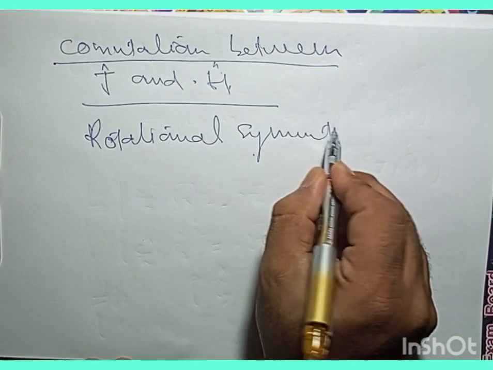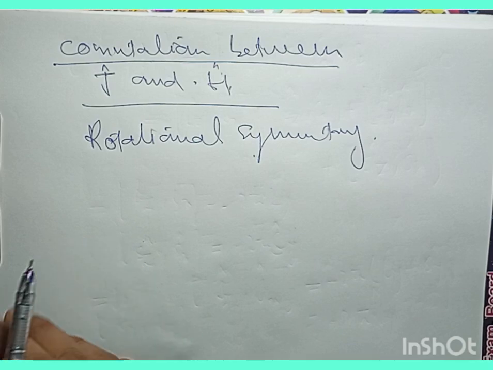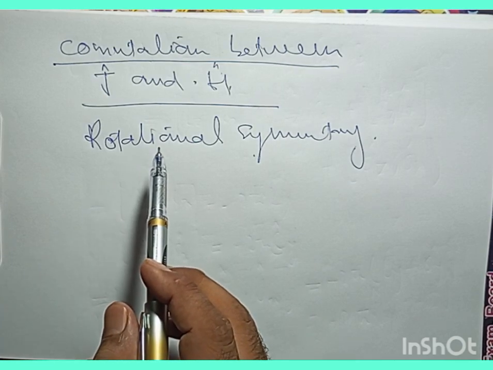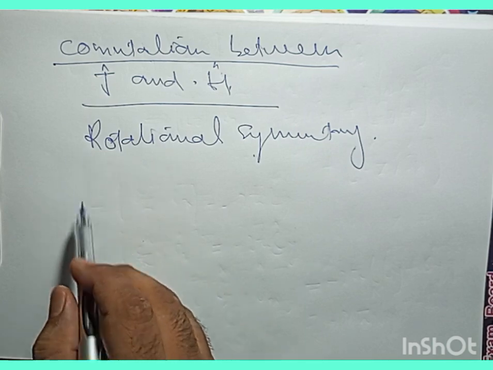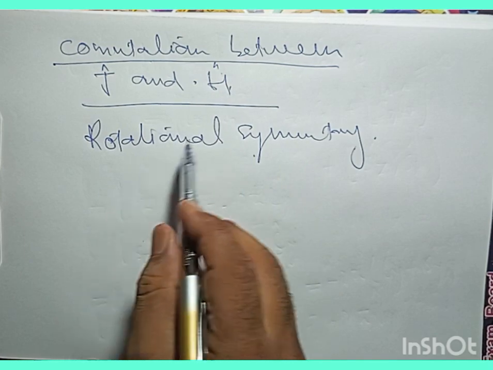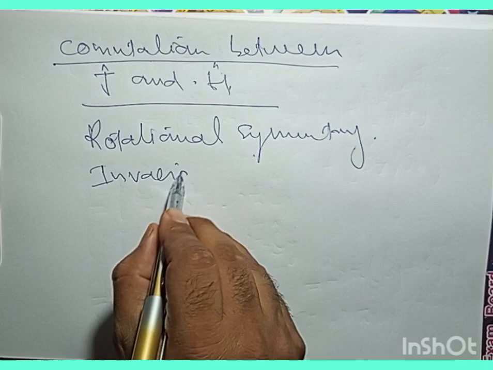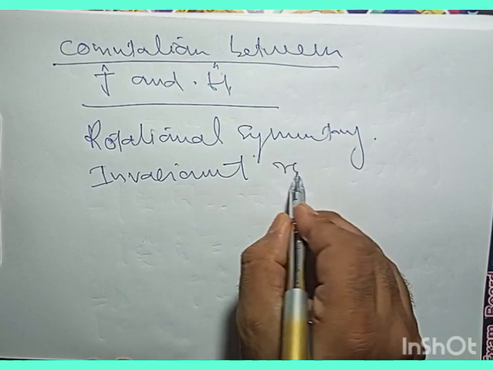Rotational symmetry. And in order to have this commutation between J and H, what we assume here in this case is that this Hamiltonian H that we have is invariant. This H is invariant. It is invariant under rotation.